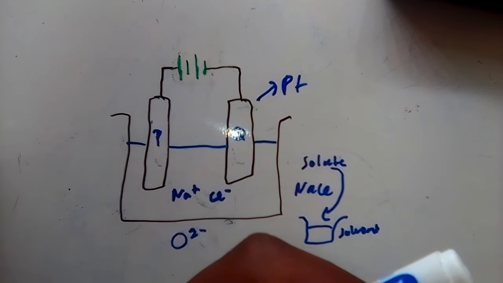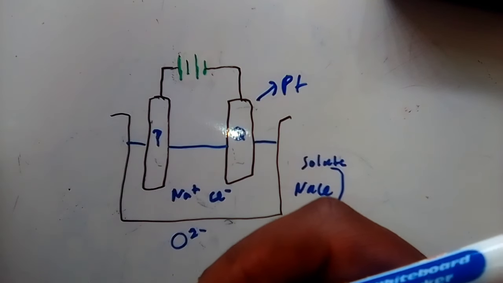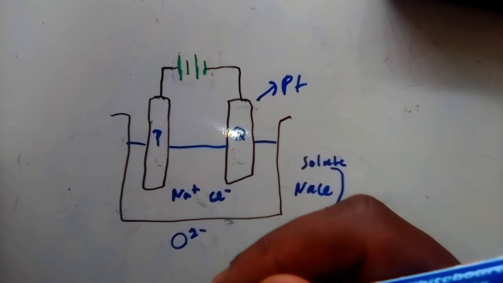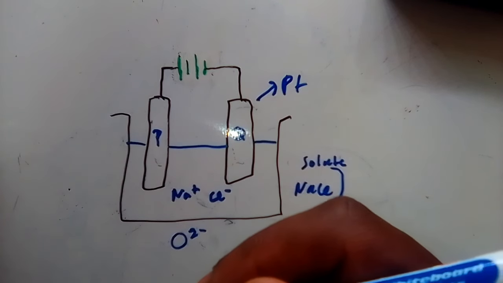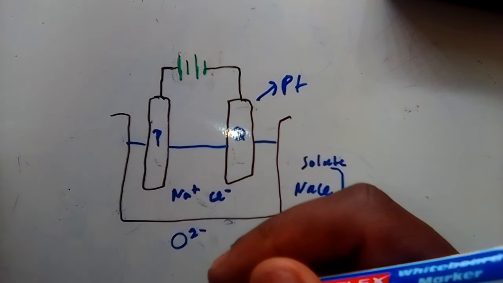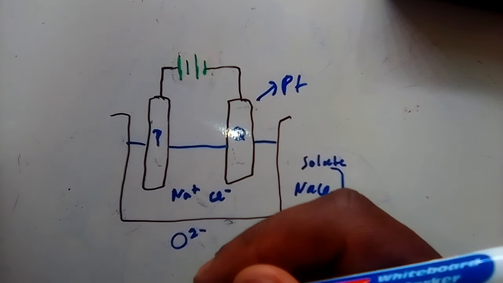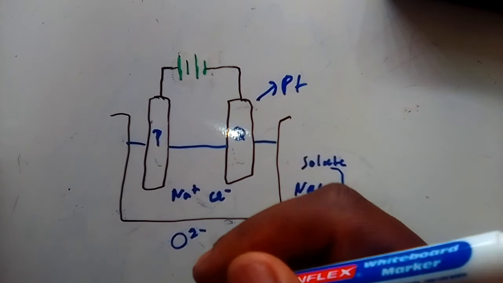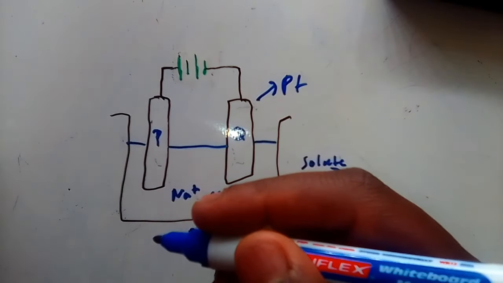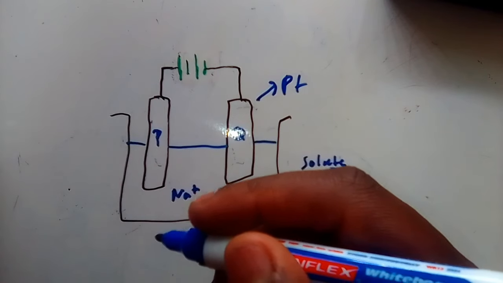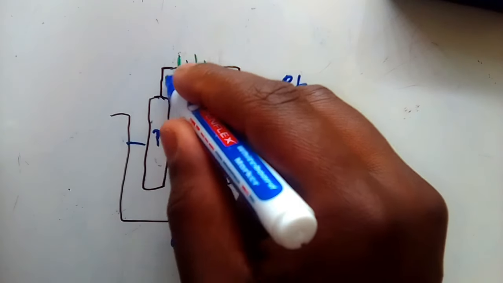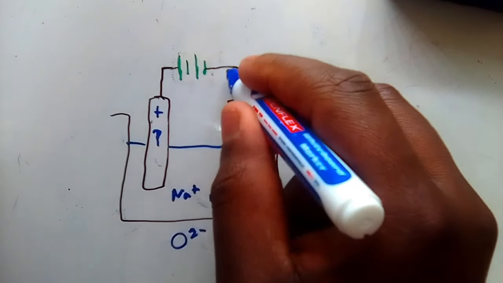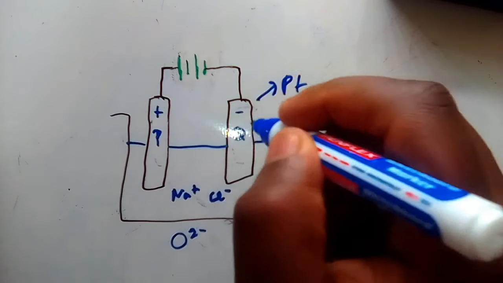So how do we know which one is the anode and which one is the cathode? In an electrolytic cell, the anode is positive and the cathode is negative. But it's not the same for the galvanic cell. This is where a lot of students make mistakes. For the electrolytic cell, the anode is positive and the cathode is negative, but for a galvanic cell, the cathode is instead positive and the anode is negative. Now that we're dealing with an electrolytic cell, the one connected to the positive terminal of the battery becomes the anode because it has to be positive, and the one connected to the negative terminal of the battery becomes the cathode.